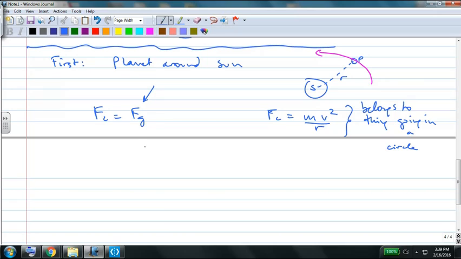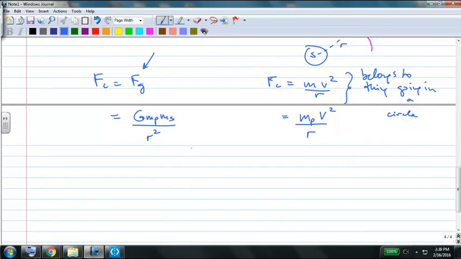So we would say this is equal to G M planet M sun over R squared. Again, that R is that center to center distance. This is equal to M planet, V of the planet squared over R. And they're equal to each other. So G M_P M_S over R squared equals M_P V squared over R.